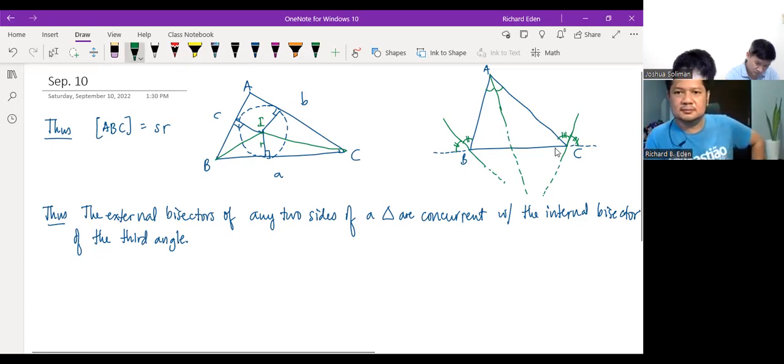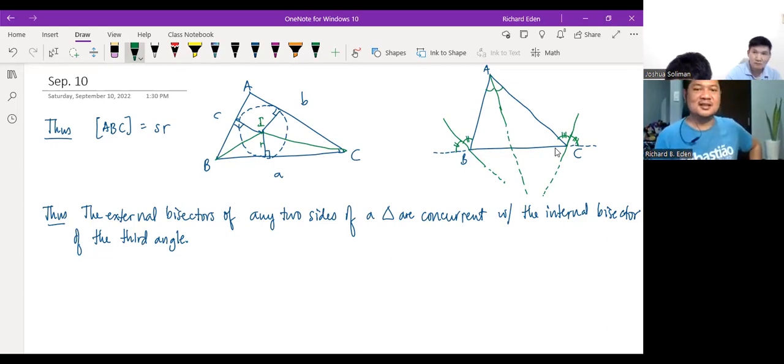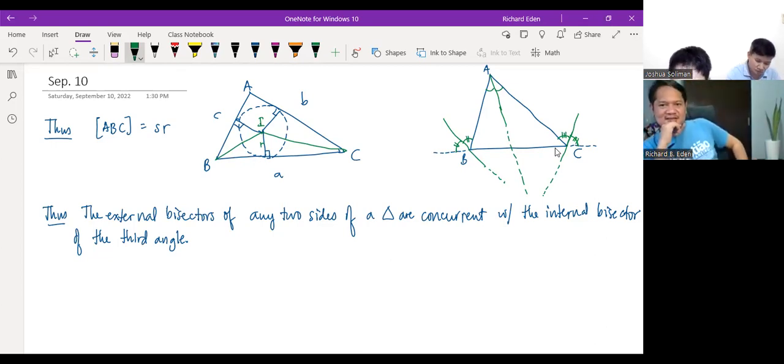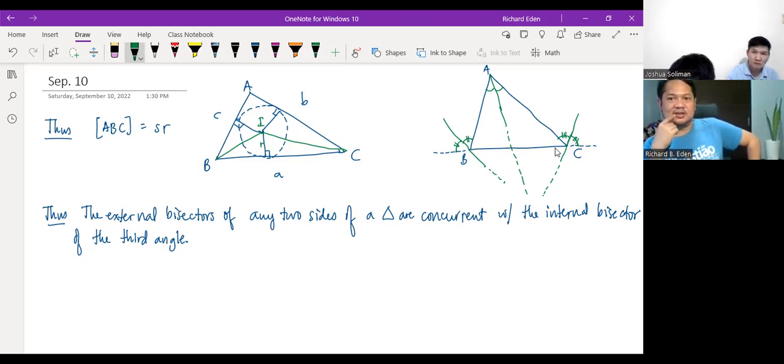You're thinking Ceva's theorem kasi we're talking about concurrency eh. Pero in this case, not necessarily. Baka pwede pong if we assume na those two intersect, maybe we can prove that the other one intersects at the same point. Minsan ng mga concurrency theorems, pwedeng ganun. We can consider the external angle bisector at B and external angle bisector at C, tapos let them intersect, tapos show that the internal bisector of A goes through the same thing.